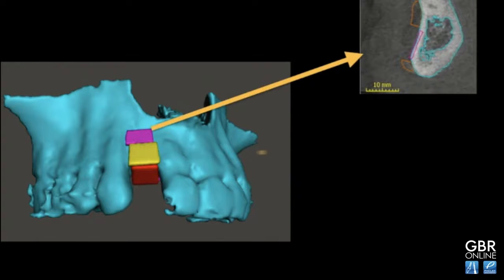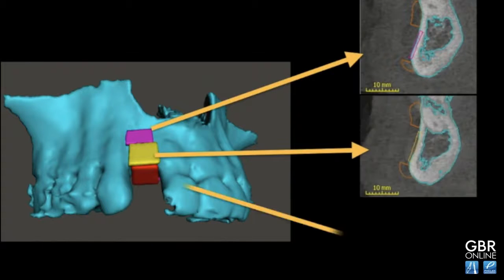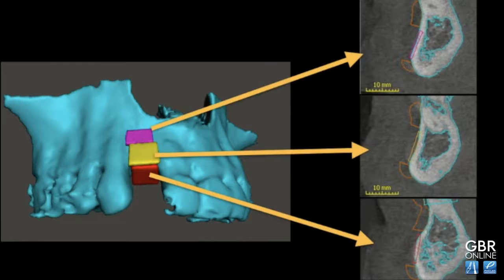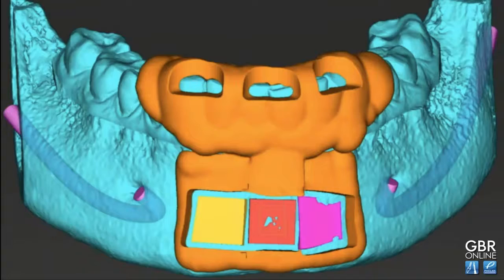So here's our plan. You can see we've reconstructed the plates that we need. This is the CT slices of the actual symphysis. So we've planned where we're going to get them in the chin. And then this is our 3D printed guide, which has the blocks.